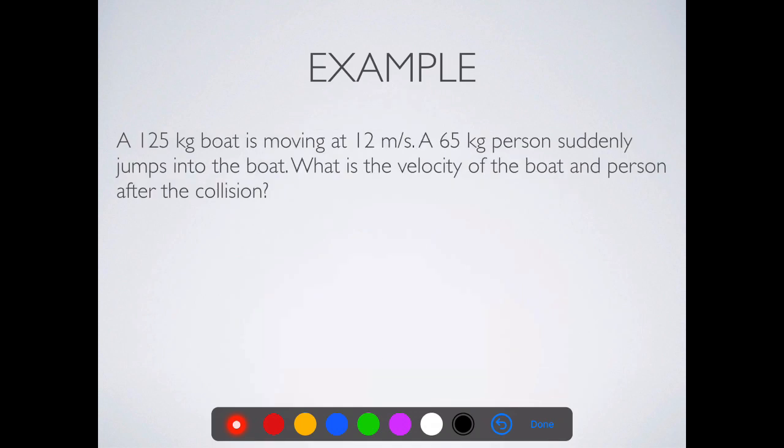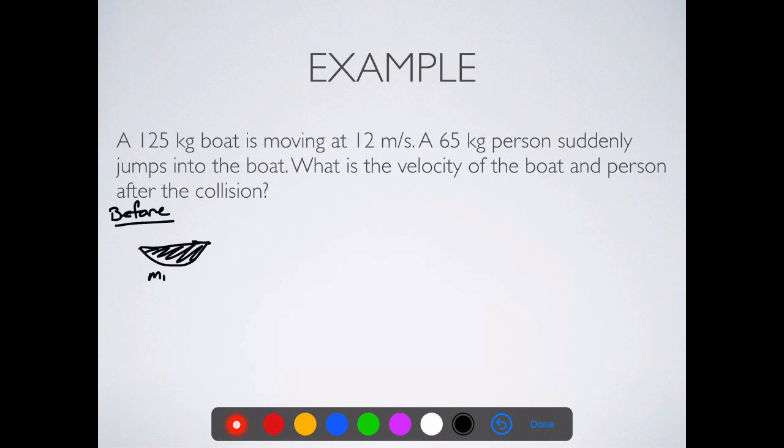All right, last example. We've got a 125 kilogram boat moving at 12 meters per second. A 65 kilogram person suddenly jumps into the boat. What is the velocity of the boat and the person after the collision? All right, let's draw a picture. So before, we got a boat.